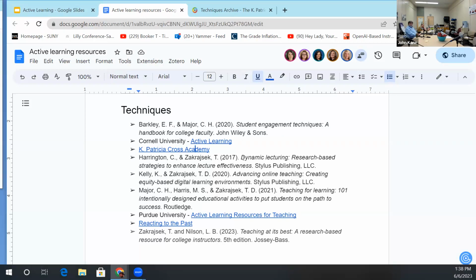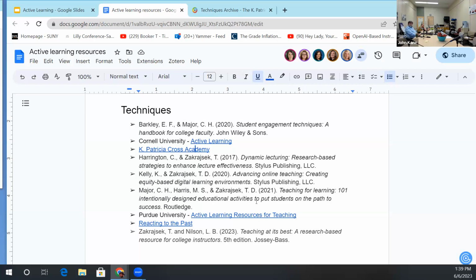And another book, which is an older book, it's not very expensive, I think it's like $17, $18, Dynamic Lecturing. If you want to start building some new materials, some interactive component to lectures, this is a good book to do it. Kevin Kelly and Todd Zakrajsek have another book on advancing online teaching, which focuses on equity-based activities, which again primarily consists of active learning.